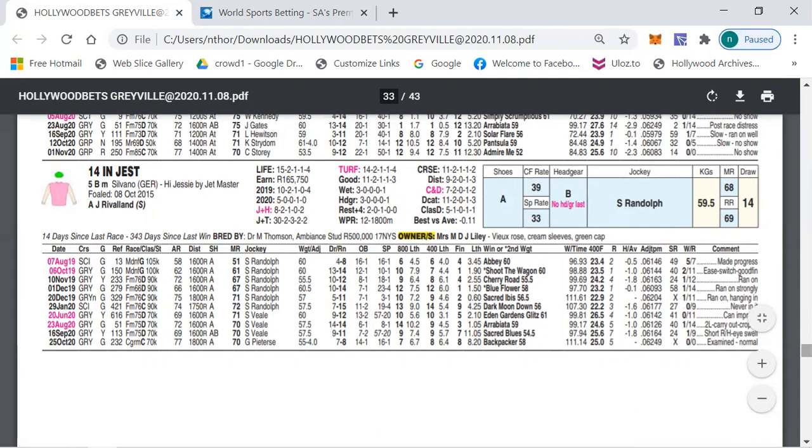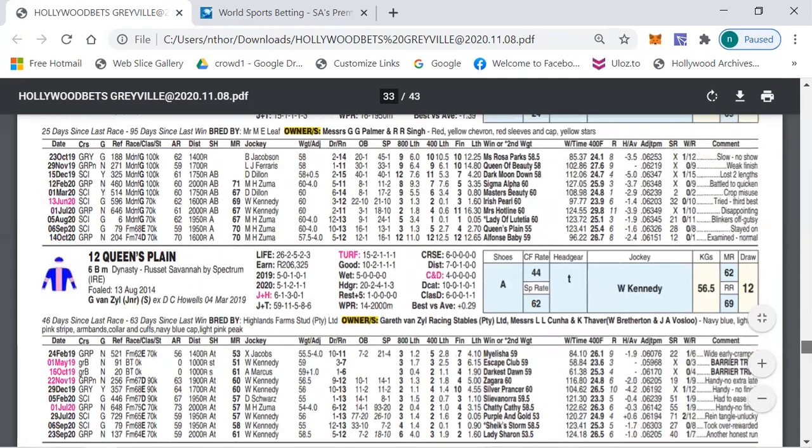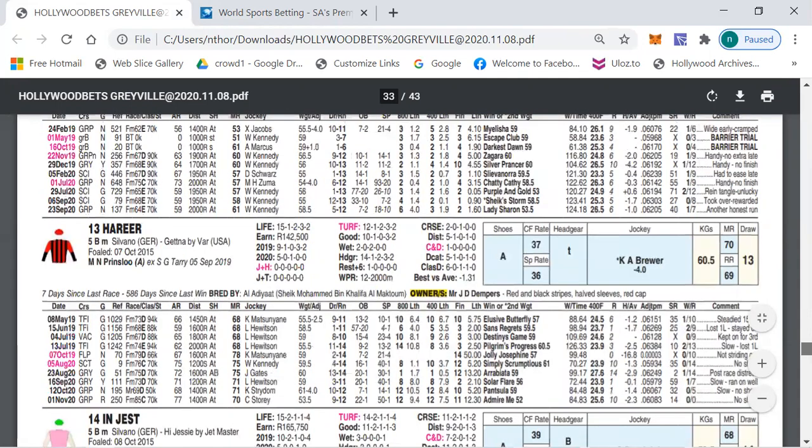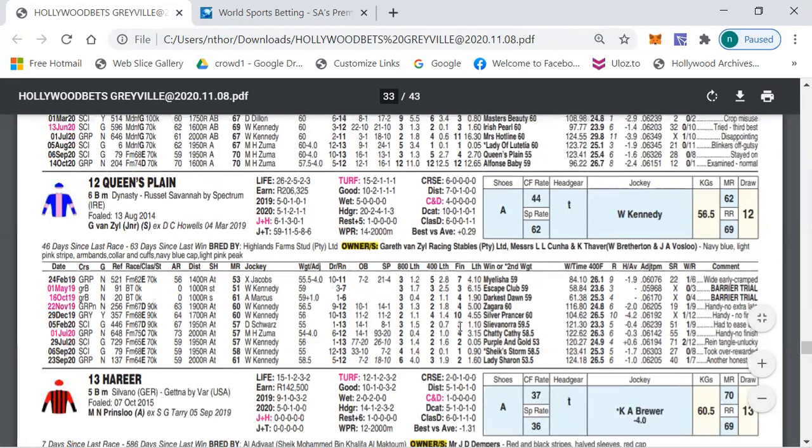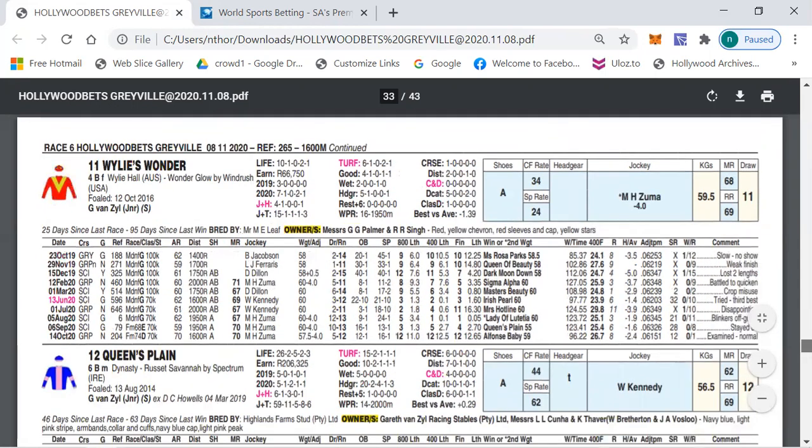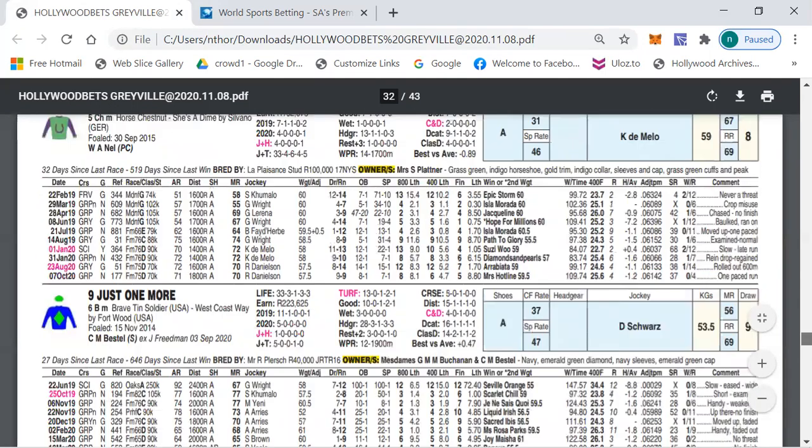Outsider selections is number 12. Queensplain, a very consistent horse, always running well, always there and thereabouts, definitely an inclusion in all your calculations. In my outsider selection is number 5.